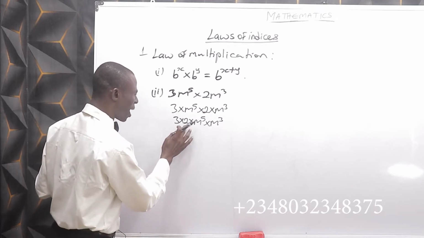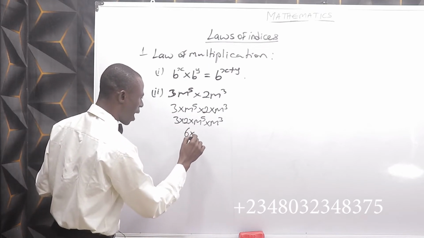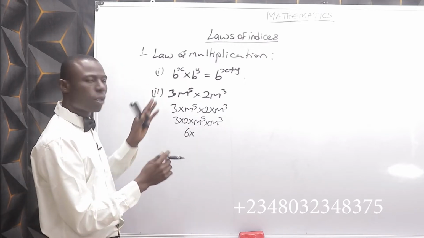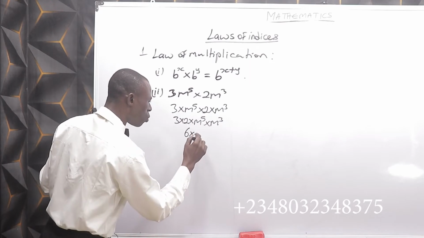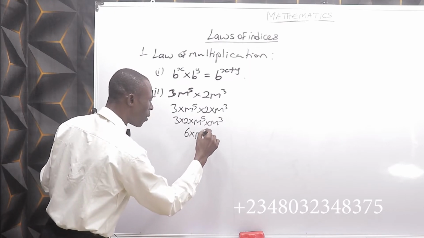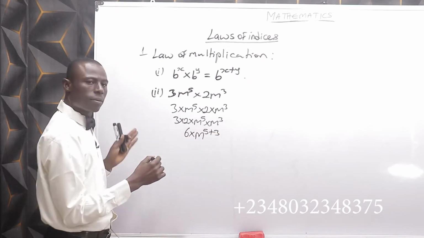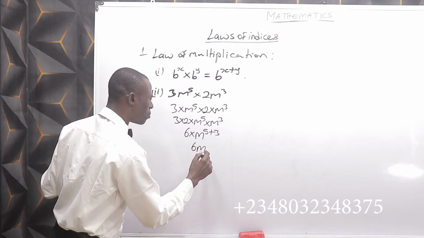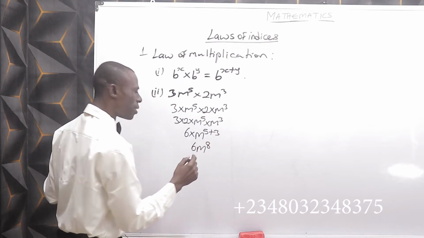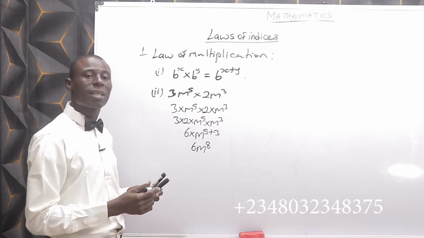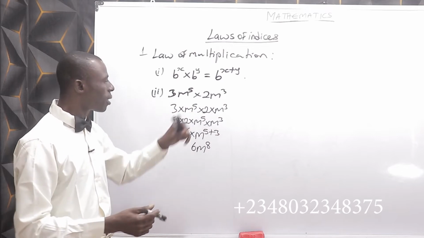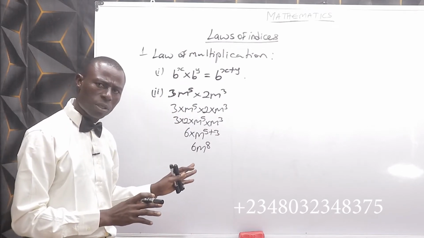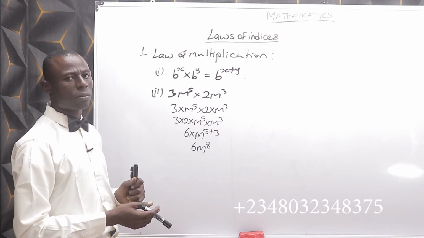So this one, 3 times 2, 6 times, you now apply the law in Roman figure 1. The process in Roman figure 1, apply it to this to have m raised to power 5 plus 3. So 6 times this gives 6m raised to power 8. 5 plus 3 is 8. So that is how to simplify something like this. So that gives the basic rule of multiplication in indices.